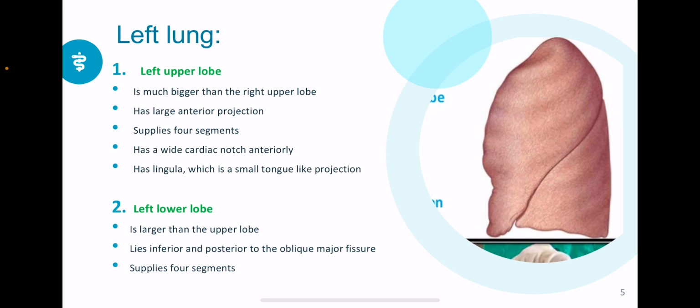The left lung consists of two lobes, the left upper lobe and the left lower lobe, or the superior and inferior lobes. The left upper lobe is much bigger than the right upper lobe. It has large anterior projection, supplies four segments, has a wide cardiac notch anteriorly, has lingula, which is a small tongue-like projection. Left lower lobe or the inferior lobe is larger than the upper lobe. It lies inferior and posterior to the oblique major fissure, supplies four segments.